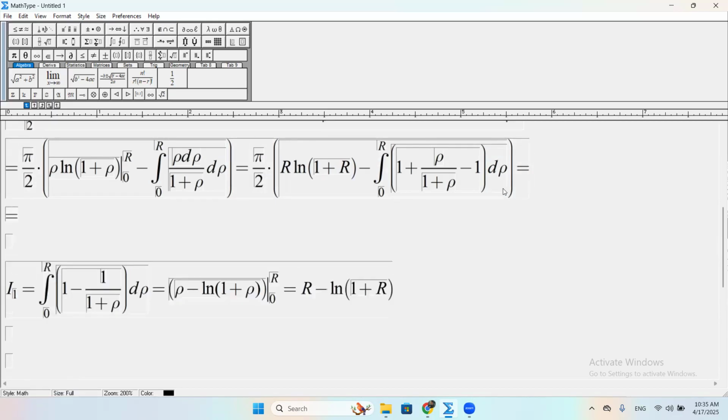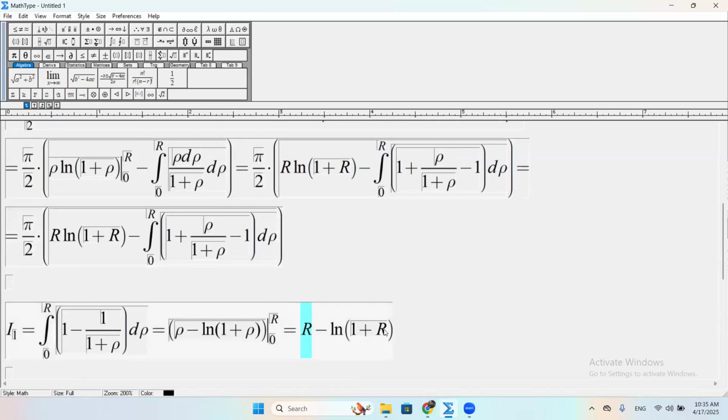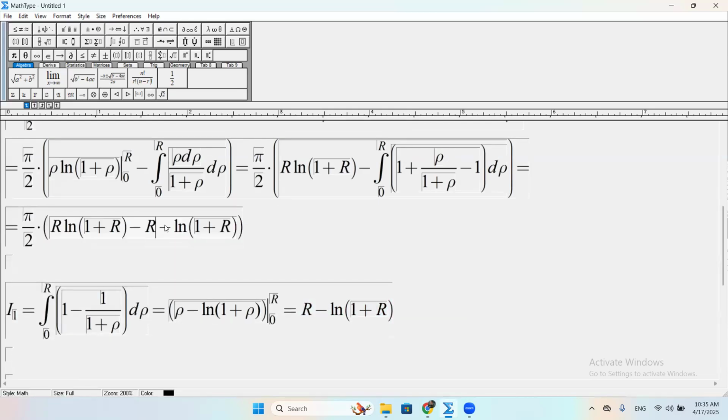So now calculating the final integral, substituting what we received: minus r plus 1 plus r. And actually this is the final answer. Let's not expand the brackets; it really doesn't make sense for now. So this is the final answer, and let's move to other integrals.